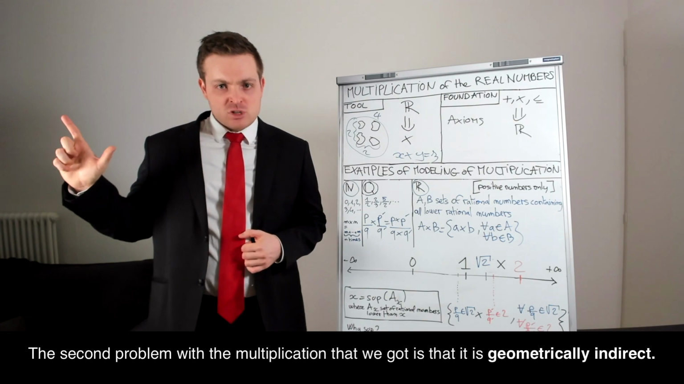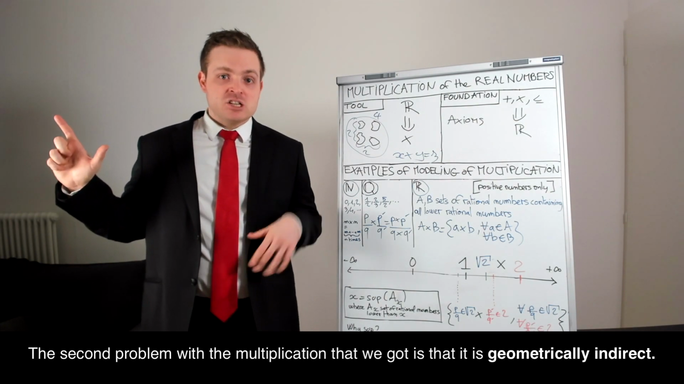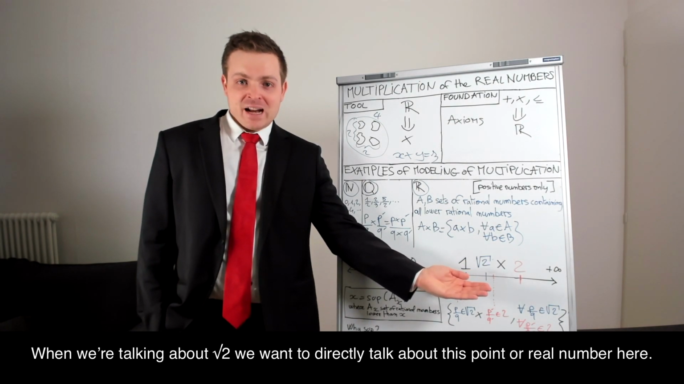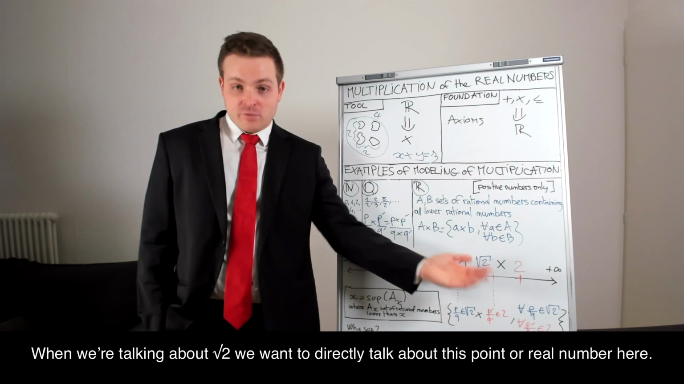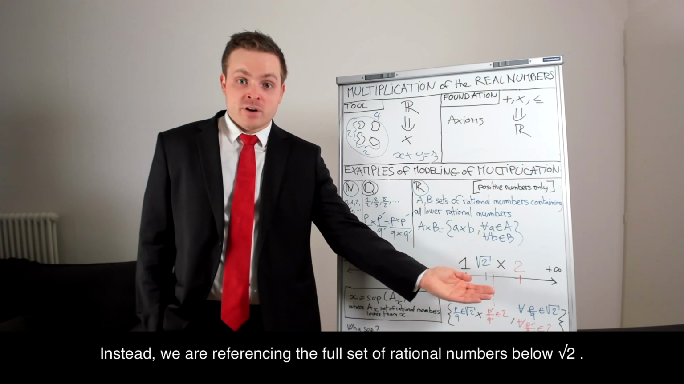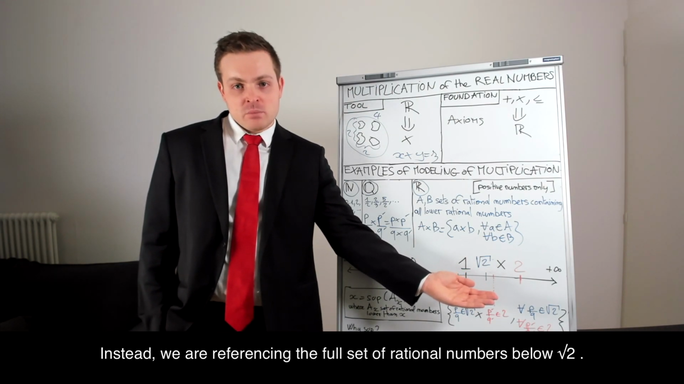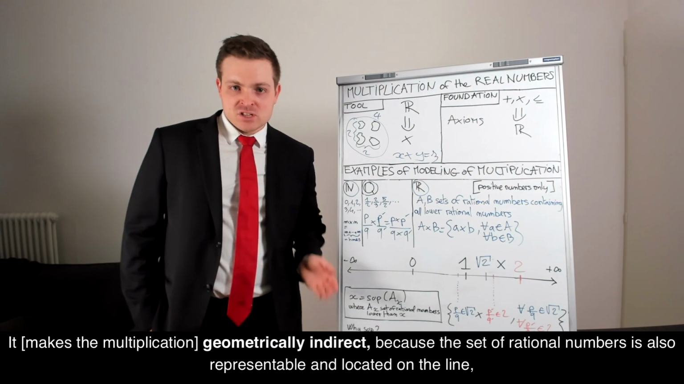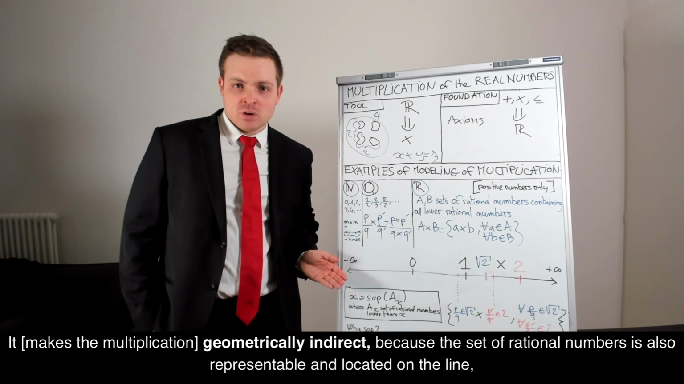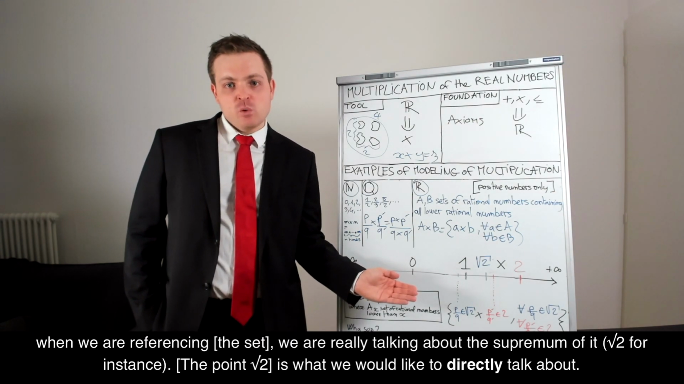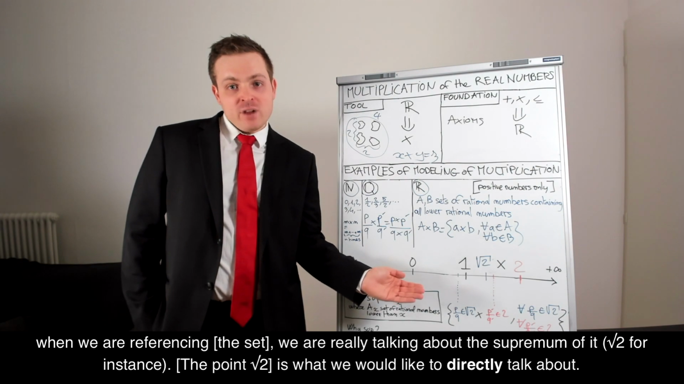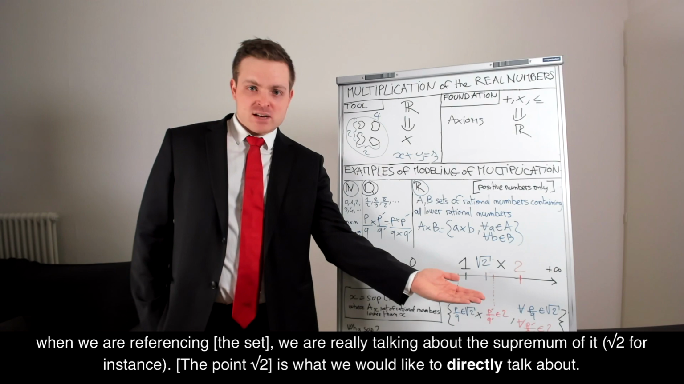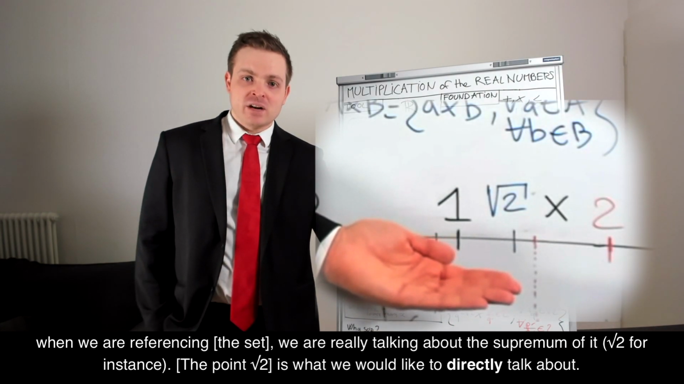The second problem with the multiplication that we got is that it is geometrically indirect. When we're talking about the square root of 2, we want to directly talk about this point or this real number here, but instead we're referencing the full set of rational numbers that are below the square root of 2. It is geometrically indirect because the set of rational numbers is also representable and located on the line, and when we are referencing it, we are really talking about the supremum of it, the least upper bound of it, square root of 2 for example, and this point here is what we would like to directly talk about.